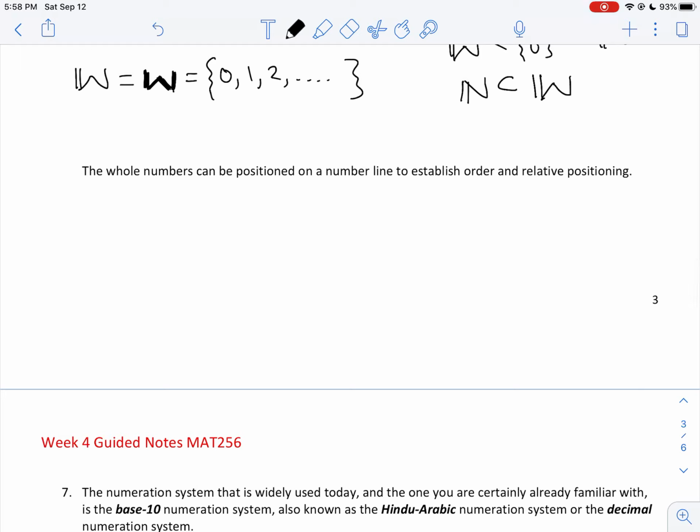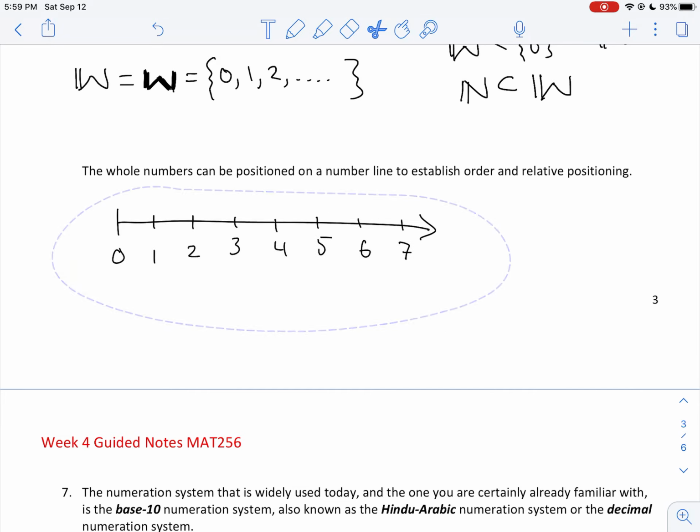The whole numbers can be positioned on a number line to establish order and relative positioning. You've done this before. You can just make a number line, make it increase in one direction, often to the right, although technically you could point this any direction you want. But normally this is the convention. We'll start at 0, and then we do evenly spaced hash marks to represent all the different counting numbers. And we create a number line.